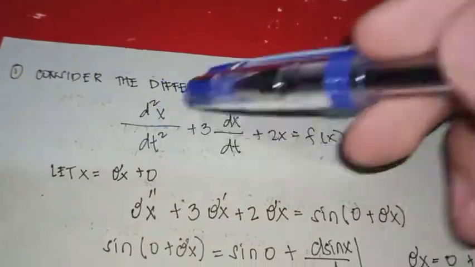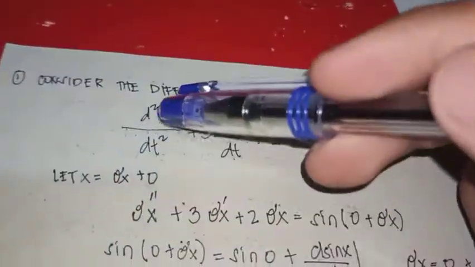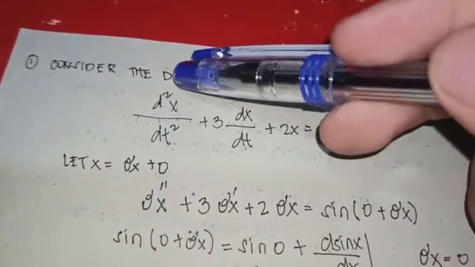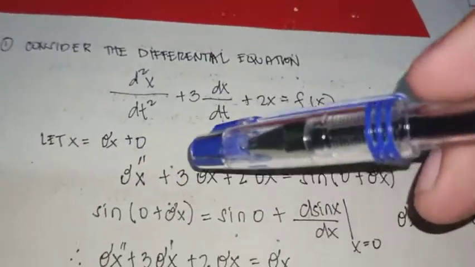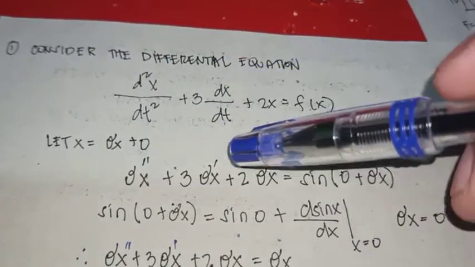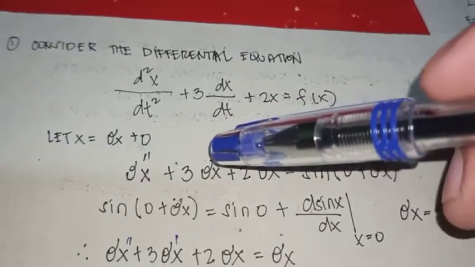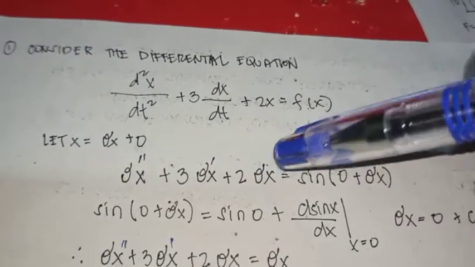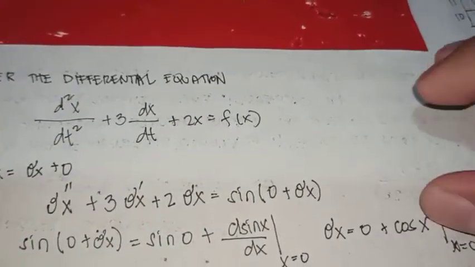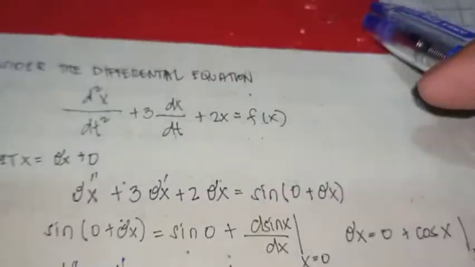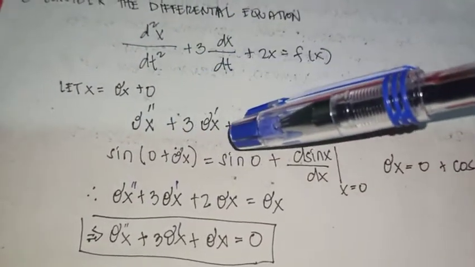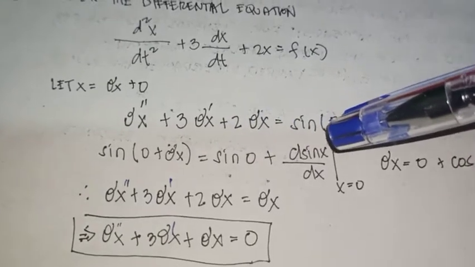So, all the x here, we replace with delta x. So, this part is nearby. This x, we replace with delta x. So, the second derivative of delta x, d squared delta x over dt squared, plus 3 delta x prime plus 2 delta x equals sine of 0 plus d delta x. So, I think sine delta x is equivalent to sine of 0 plus d sine x over dx.